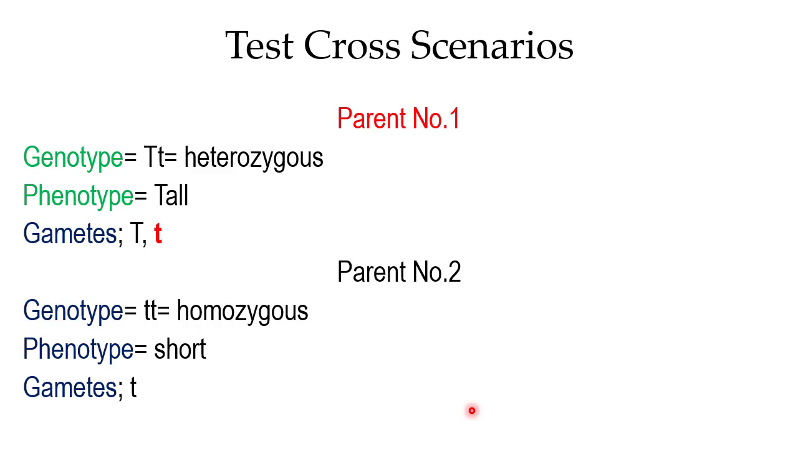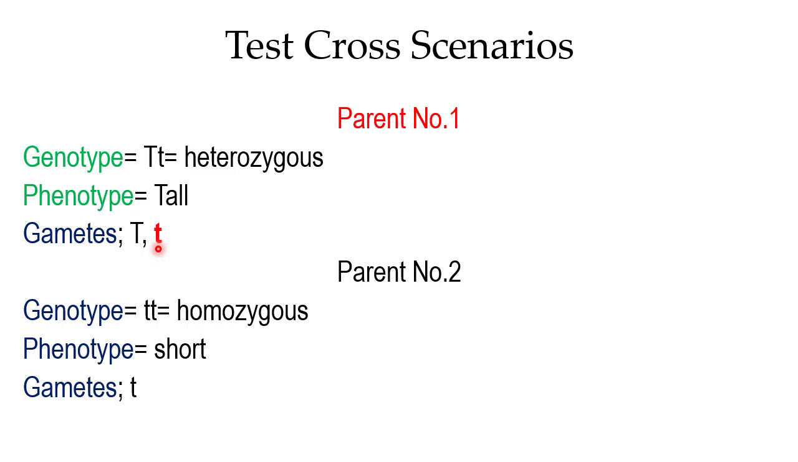Let us look at scenario number 2, that will give you a very clear idea in comparison to the first one. Now the parent number 1, again that is a tall plant, but that is in the heterozygous condition. They have got the capital T allele as well as the small t allele. Now you are going to get two types of gamete. 50% of the gametes are going to give you the capital T.